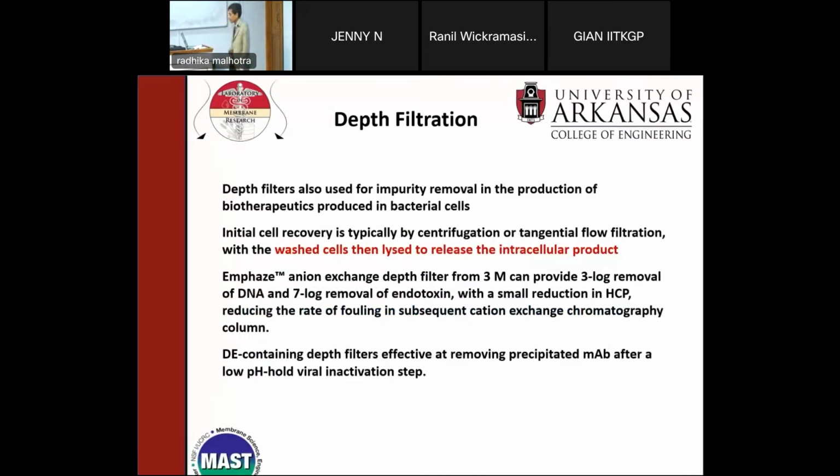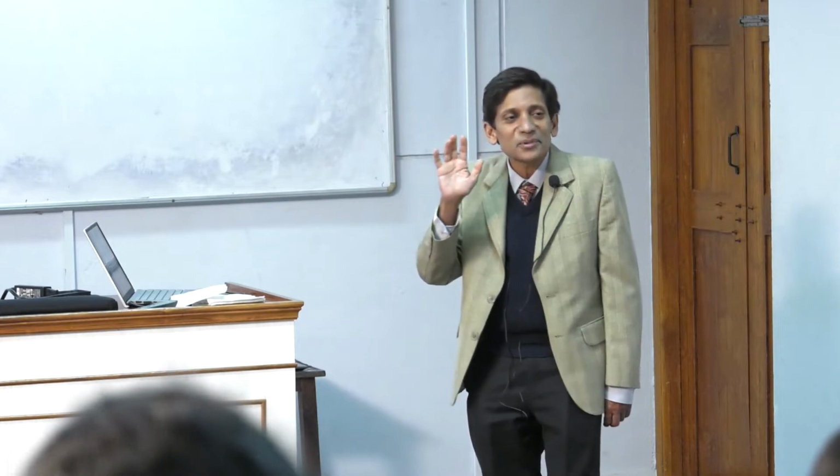Okay? Then diatomaceous earth-containing depth filters are effective at removing precipitate from monoclonal antibodies after a low pH hold and virus inactivation step. So again, if you look at that scheme I showed you, there's that low pH hold I talked about, right? So I told you that will work as long as you don't affect your protein. But one thing that's very important that I'll keep coming back to, all of these unit operations have some effect on your protein.